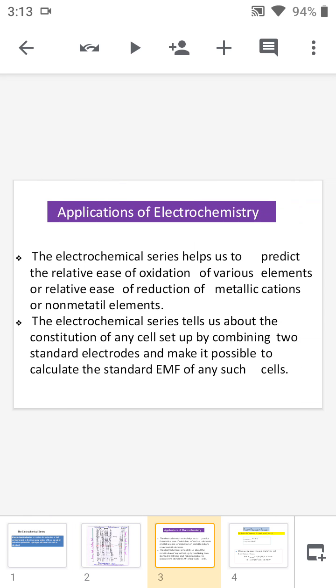Now we are moving into some of the applications of electrochemical series. We have four applications. So the applications of the electrochemical series are very important. The first application is that the electrochemical series helps to predict the relative ease of oxidation of the various elements or the relative ease of reduction of the metallic cations or non-metallic elements.